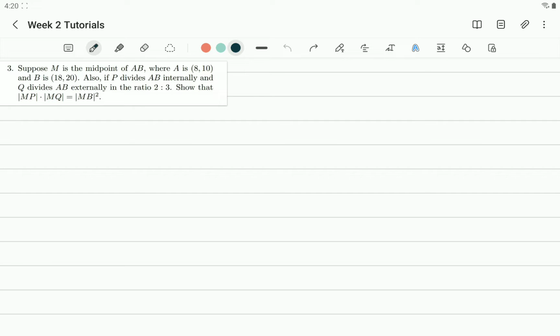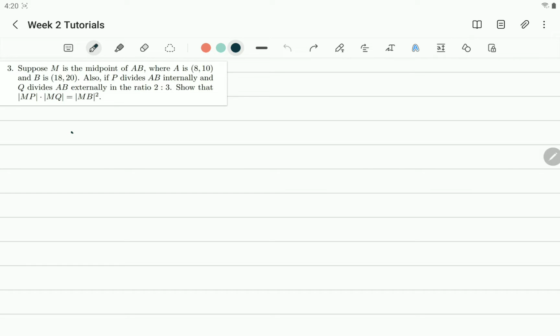So the question says, suppose M is the midpoint of AB, where A and B are some points given to us, and also if P divides AB internally and Q also divides AB externally in the ratio 2:3, show that MP times MQ is equal to the square of MB. So with a question like this, you can just try representing the whole idea graphically to see what to do.